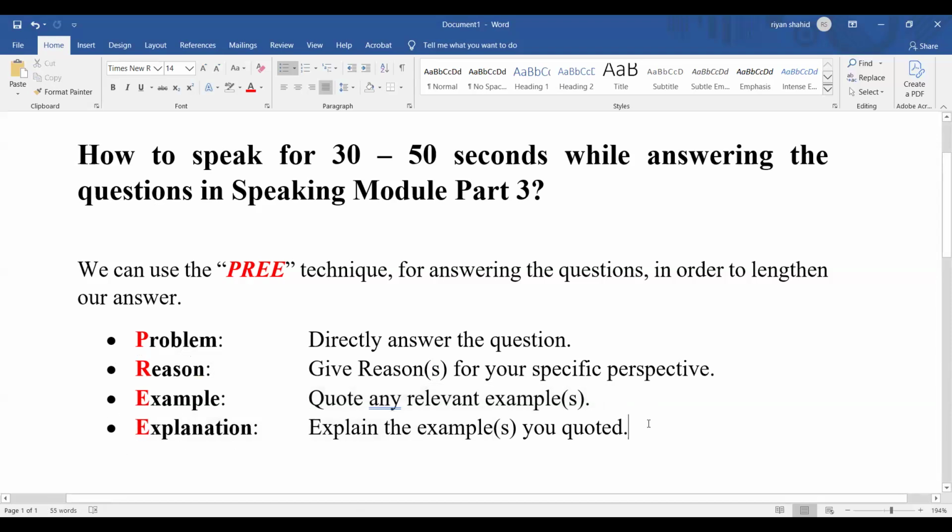And then explain the example you quoted. Just lengthen your example or add one to two sentences about your example. So this was a technique which I came across and I find it very helpful, so I just shared it with you. So let's come across some common questions or topics that the examiner asks in part 3.